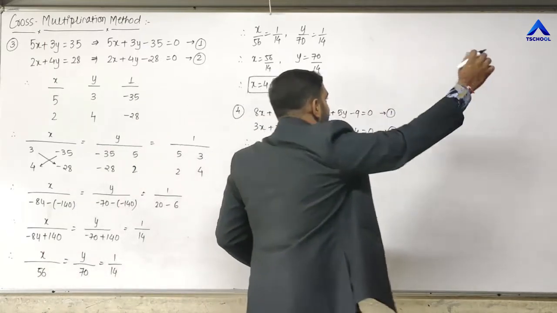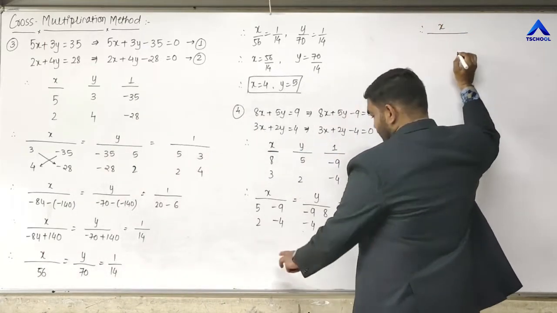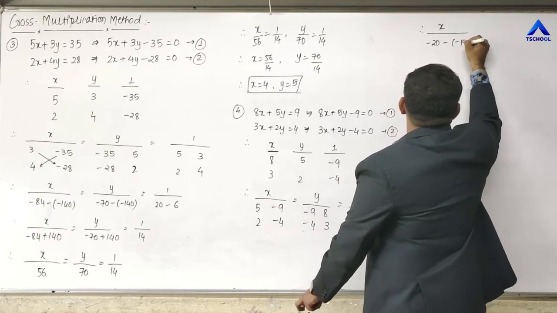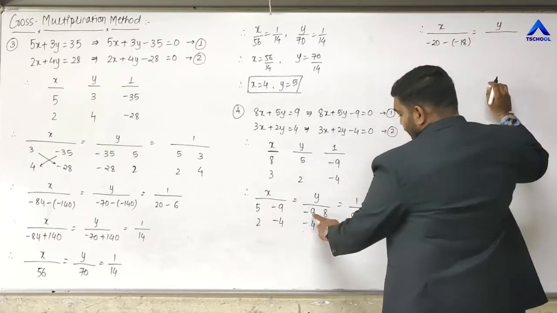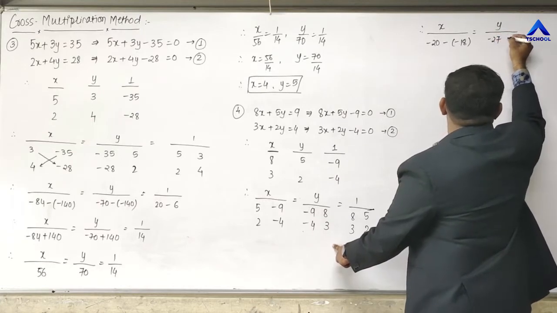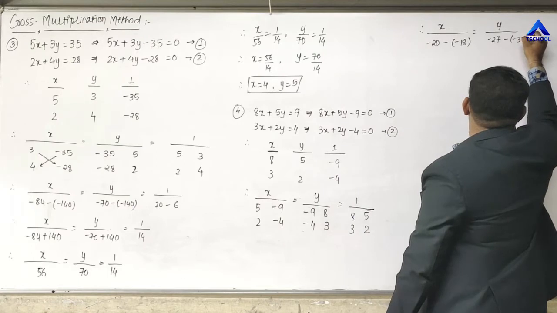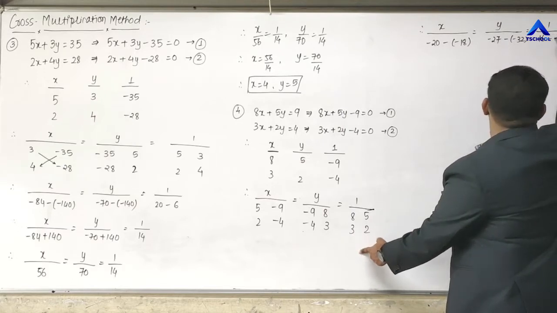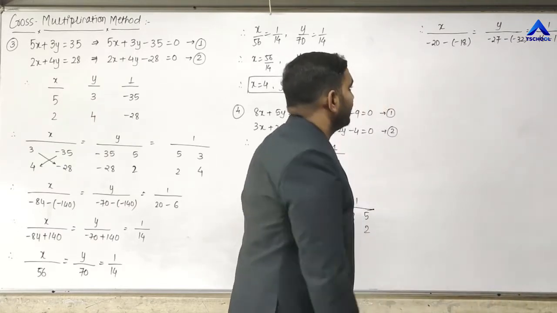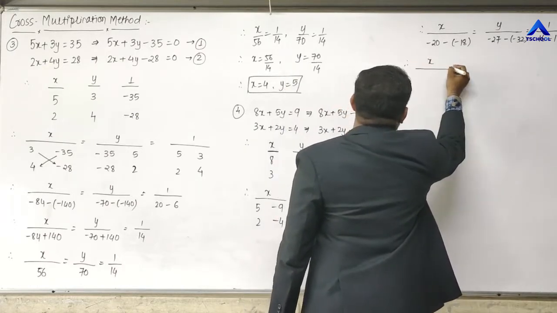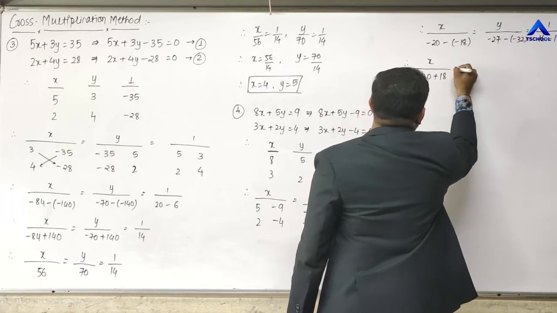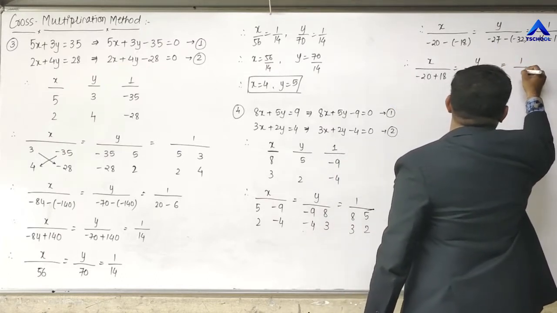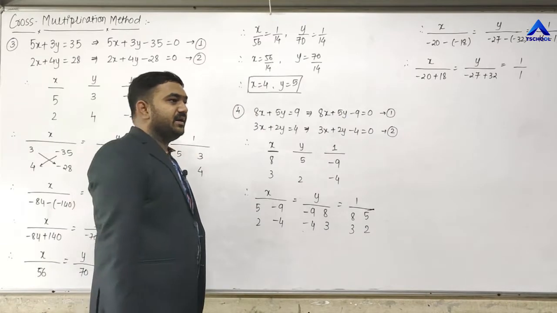To cross multiply them, x upon first into last, that is 5 into minus 4, minus 20, minus 9 into 2, that is minus 18, is equal to y upon first into last, that is minus 27, minus 4 into 8, that is minus 32, is equal to 1 upon 8 into 2, 16, minus 5 into 3, 15. Therefore x upon minus 20 plus 18 is equal to y upon minus 27 plus 32 is equal to 1 upon 1.